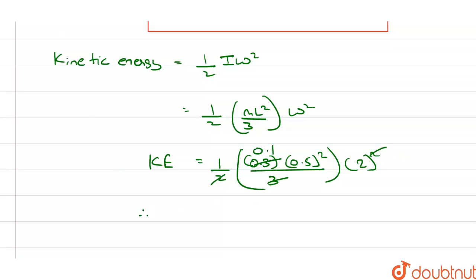Therefore, kinetic energy is equal to 0.1 into 0.5, which is equal to 0.05 joules.